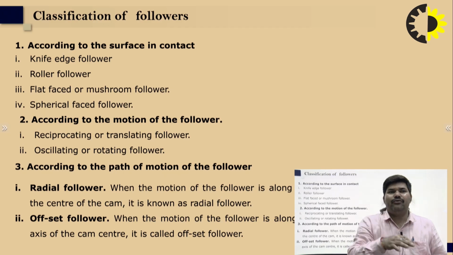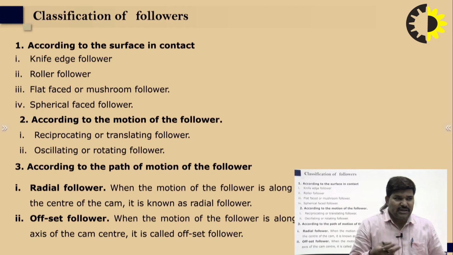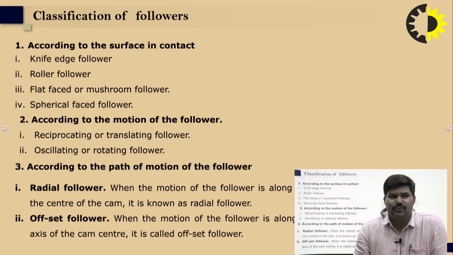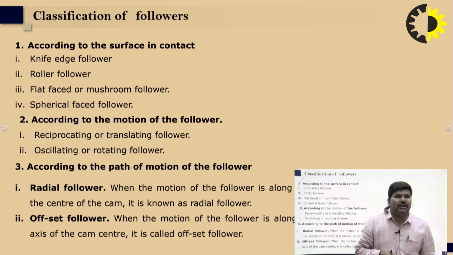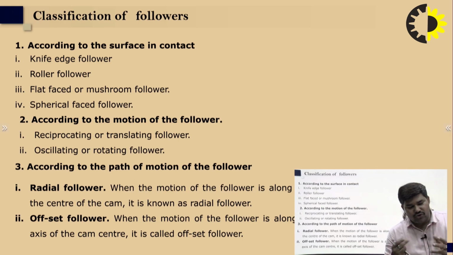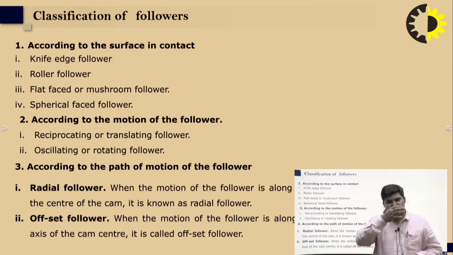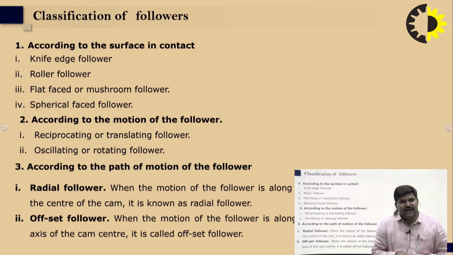So there are different follower shapes according to surface contact. Another classification is the motion of the follower: the reciprocating or translating follower, and the oscillating or rotating follower. So these are the follower types. Basically, the follower can reciprocate or translate, or oscillate about a point in rotation.